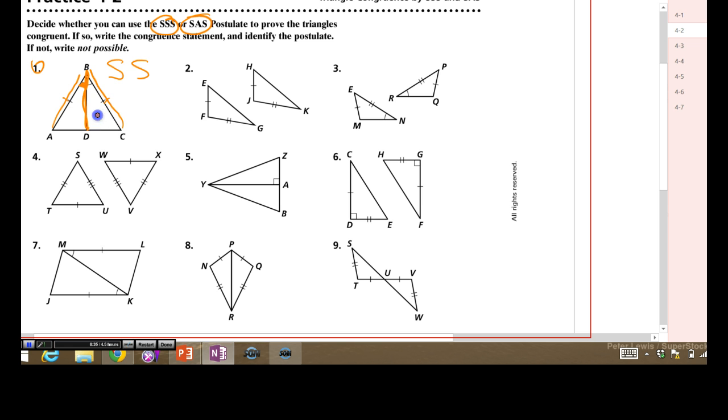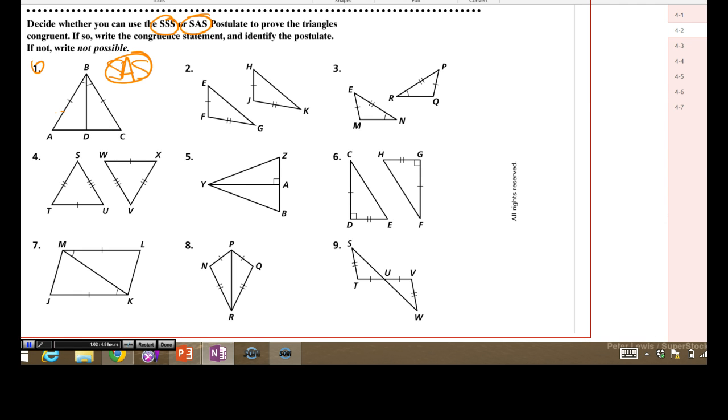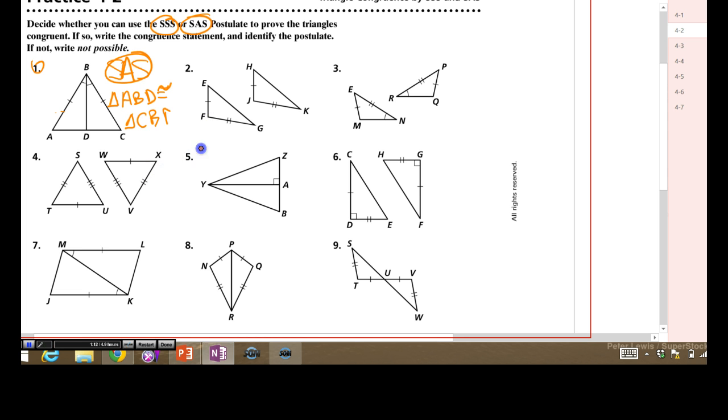And look at that, they marked a little arc mark in here and another one over here. So for this triangle on the left, ABD, that's the angle that's included between the two sides that are congruent. And over here, CBD, I've got the angle included with the two sides that are congruent. So that's actually SAS. And of course, let's practice the congruence statement for this one. It'll look like this: triangle ABD is congruent to triangle CBD.